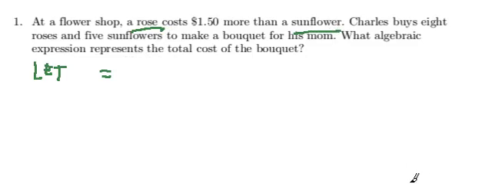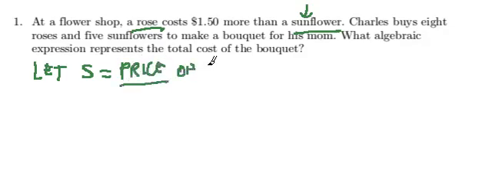And in this case, I'm going to choose to make my let statement about sunflowers, because we'll see why in a second. So let's do that. My let statement just looks like this: let S equal price of one sunflower. Notice that I'm being specific here. I didn't just say let S equal sunflower, because that could be confusing. I could think that means number of. By being explicit in writing my let statement, I'm making clear to myself that this is what's unknown, the price of the sunflower, not the number of them.